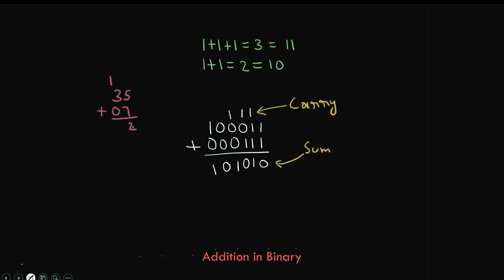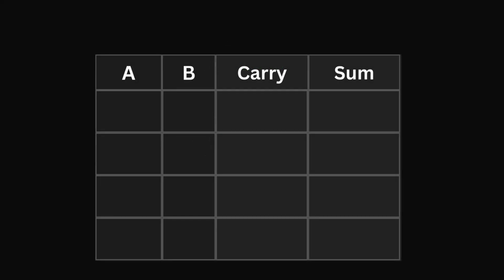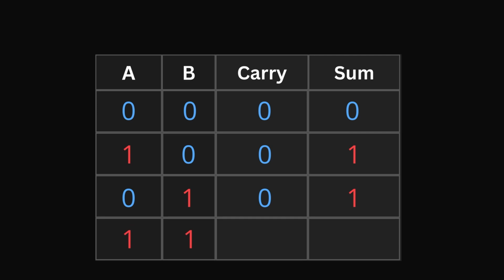Figuring out how to wire logic gates for this isn't easy, so let's start small with 2 single bits. If I add 0 and 0, both sum and carry are 0. If I add 1 and 0, carry is 0 and sum is 1.